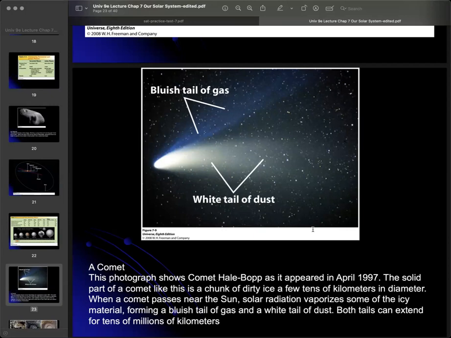The interesting thing about the tail of comets is that the tail always points away from the sun. The solar wind pushes it away from the direction of the sun.